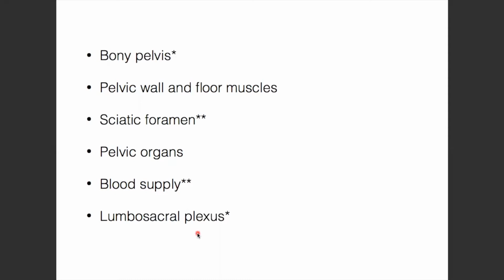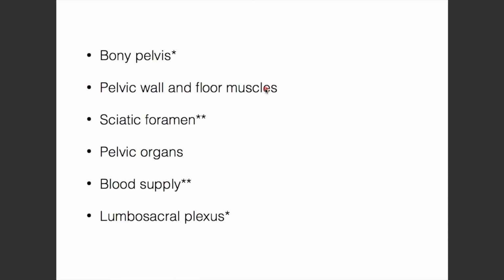Okay? So I'll split it into two videos. The first video will probably stop at the sciatic foramen, and then we'll do the blood supply and the lumbosacral plexus in the second video. Okay? The pelvic organs, I'm not sure whether they're going to be in the first or second video. It depends on the timing.